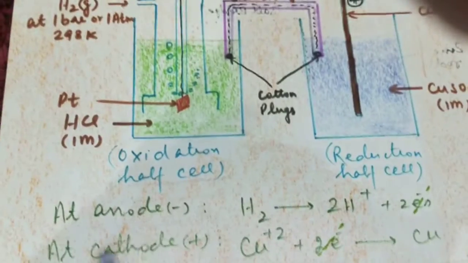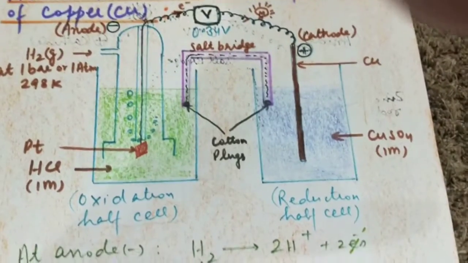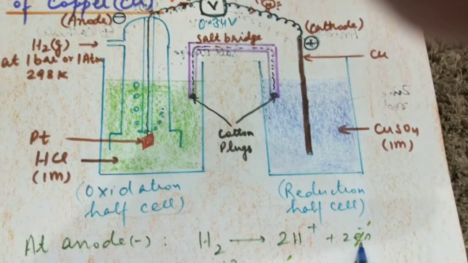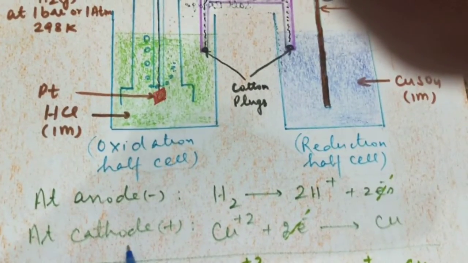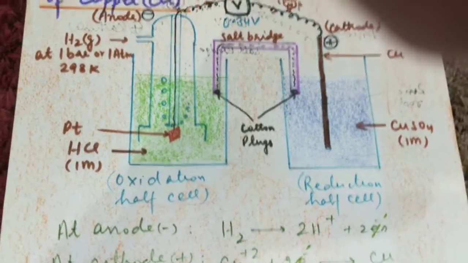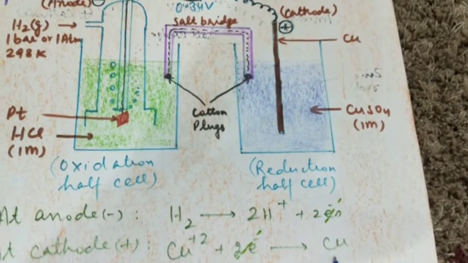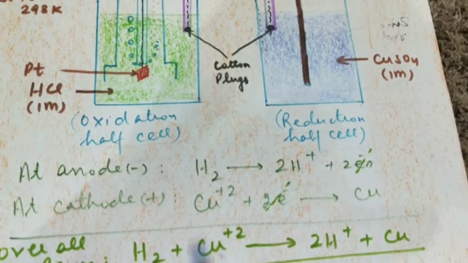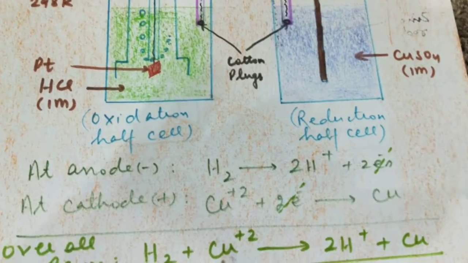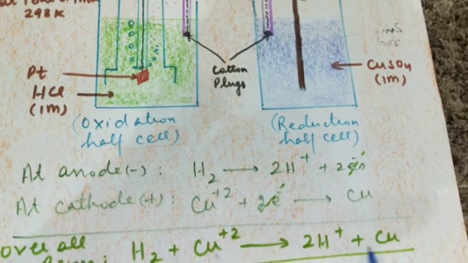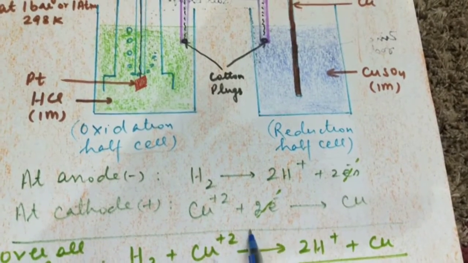Now what happens at anode? Oxidation takes place. Hydrogen loses 2 electrons, changes to 2H plus ion. At cathode, reduction takes place. Copper is gaining 2 electrons, changes to Cu. Overall reaction is H2 plus Cu plus 2. It gives 2H plus and Cu. These 2 electrons cancel out.